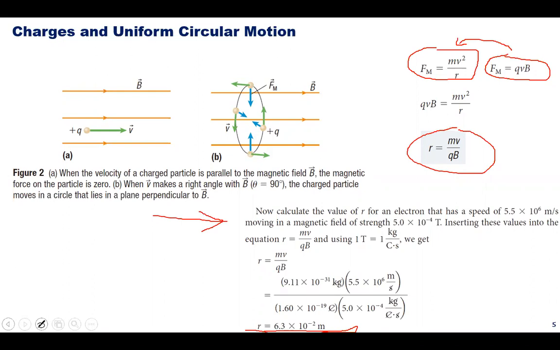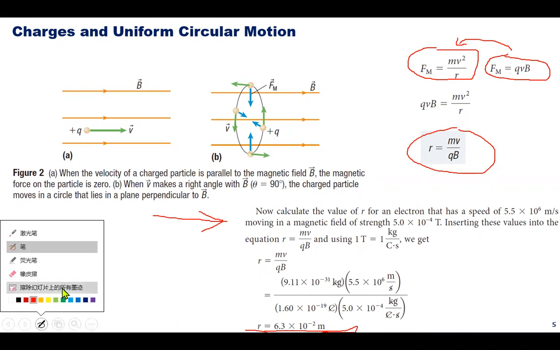So this calculation shows that we can determine the radius of a particle's deflection if we know the mass of the particle, its velocity, and its charge, together with the strength of the magnetic field through which it moves, right? Okay, so I'll give you some time to have a look at these figures. Make sure you understand the principles here, okay?